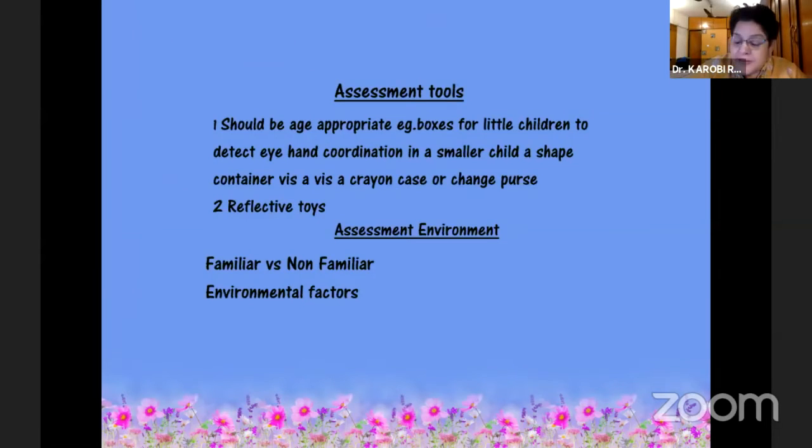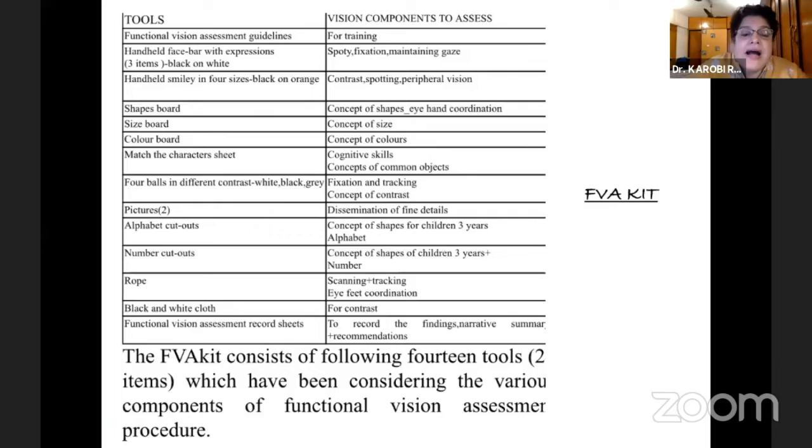So there are assessment tools, and the environment has to be generally a familiar environment, because they don't work well in an unfamiliar environment. Tools are like small boxes for hand-eye coordination and reflecting toys. Now this FVA kit consists of 14 tools, but there are 24 items in these, where you can improve contrast, spotting, peripheral vision, and hand-eye coordination.